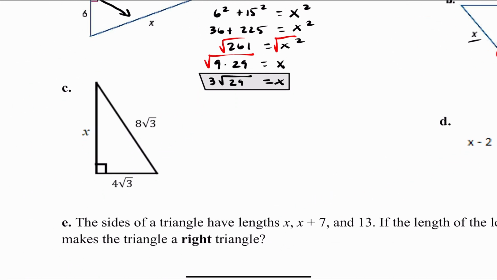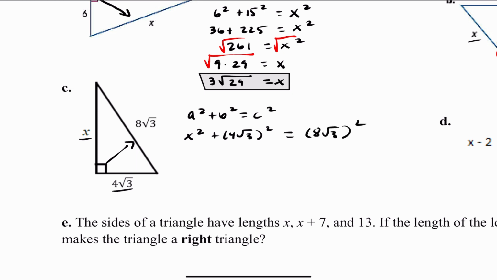All right, for c, again, we have a right triangle. I'm going to use my formula, my Pythagorean theorem, a squared plus b squared equals c squared. C will always be across from the 90-degree angle, and we can call this a and we can call this b. So I have x squared plus 4 root 3, the quantity squared, equals 8 root 3, the quantity squared. So that's x squared, and then 4 root 3 quantity squared is basically 4 root 3 times 4 root 3. So I can do 4 squared, which is 16, and then root 3 squared, that's 3. So 16 times 3.